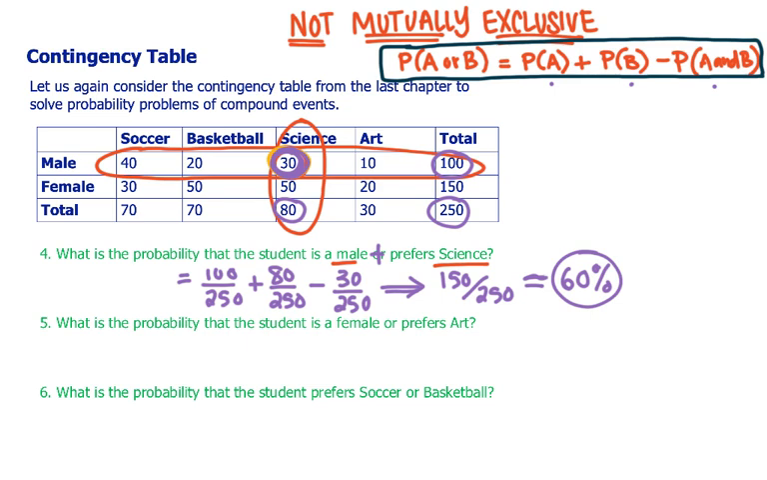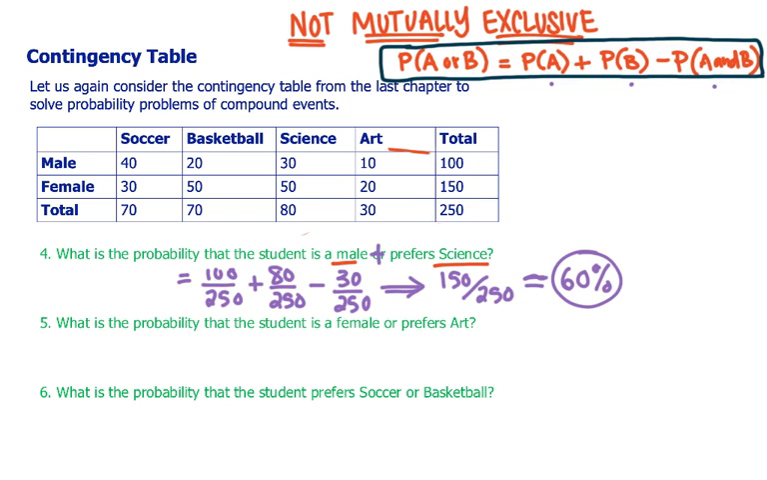Okay, let's look at the next one. I'm going to go ahead and erase this so we can look at the next one with a clean slate. The probability that the student is female or prefers art. Again, they're not mutually exclusive because it's possible to be both.